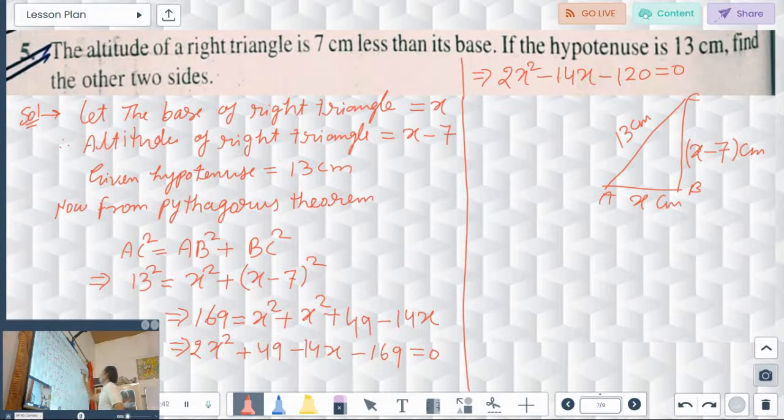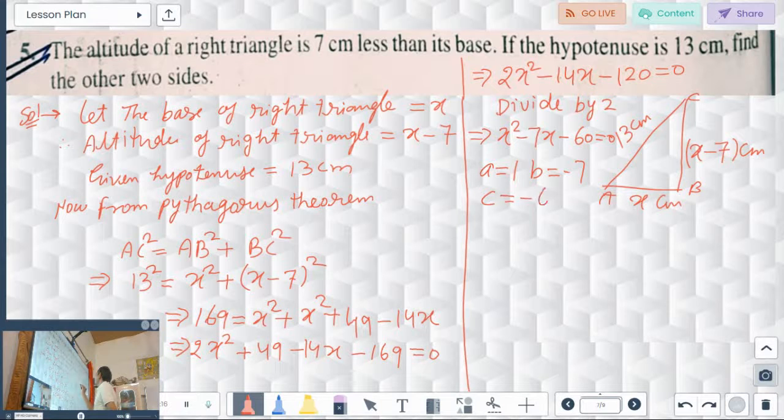Now divide by 2 to simplify again, divide the above equation by 2, okay. Now x square minus 7x minus 60 equal to 0. This is the quadratic equation. Now compare with the standard quadratic equation: A equal to 1, B equal to minus 7 and C equal to minus 60, okay.